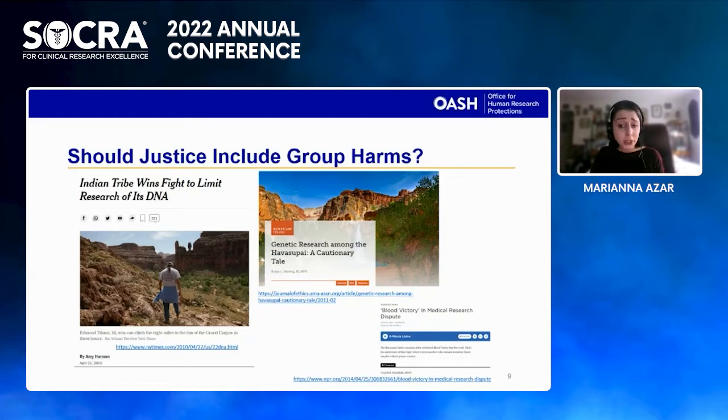The Havasupai objected to these secondary studies because the study on mental disease was, of course, potentially stigmatizing, and the study on geographic ancestry was potentially in conflict with their traditionally held beliefs regarding their geographic lineage. Now, cases like this one prompted the argument that the Belmont Report's focus on the protection of individuals rather than groups was too limiting, and that the principle of justice specifically ought to be modified to also consider group harms.